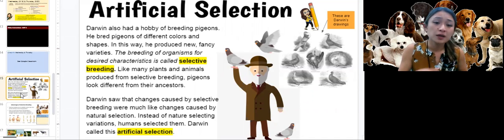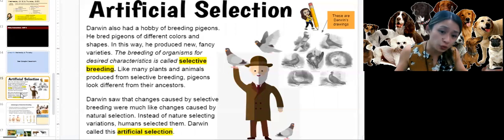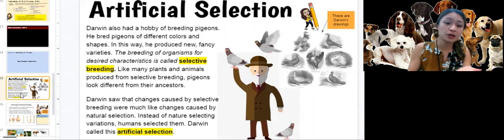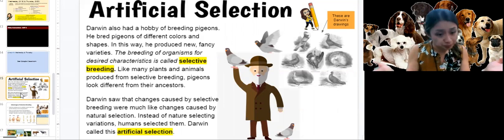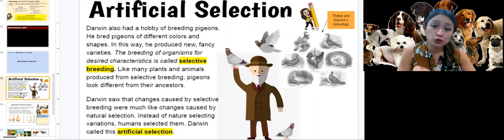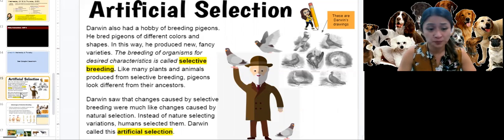And so if, maybe he saw a pigeon that had an orange beak, and then he saw another pigeon that had larger wings, and he wanted the resulting pigeon to have both an orange beak and maybe larger wings. He could breed those pigeons and hope that the resulting pigeon, the offspring, will have the traits that he desired. Like many plants and animals produced from selective breeding, pigeons look different from their ancestors.